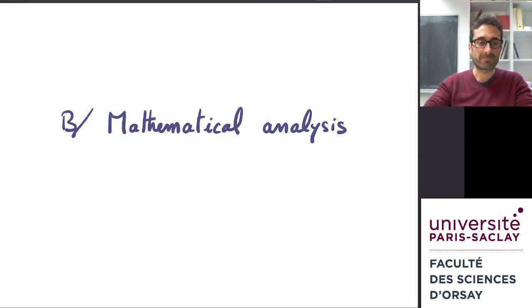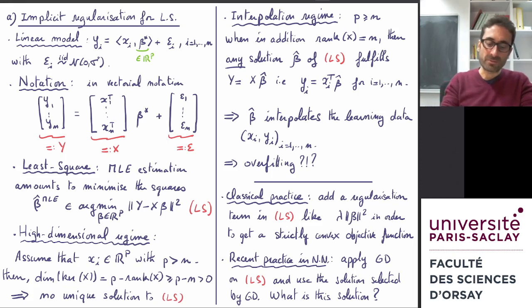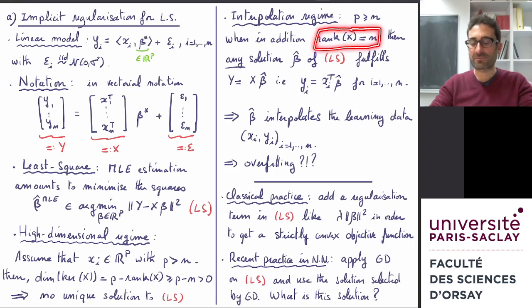So far, we have been considering a Gaussian linear regression with Gaussian noise. When you have a Gaussian linear regression, you know that maximum likelihood estimation amounts to least squares minimization. We are interested in the setting where we have interpolation. This is a setting where the input dimension P is larger than n, and where the rank of X is n, so it means that X is full rank.